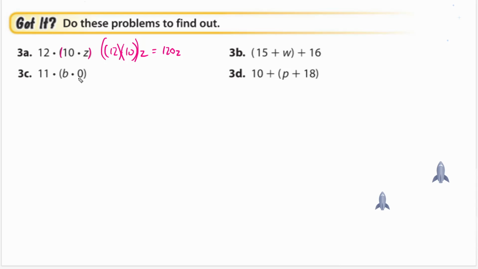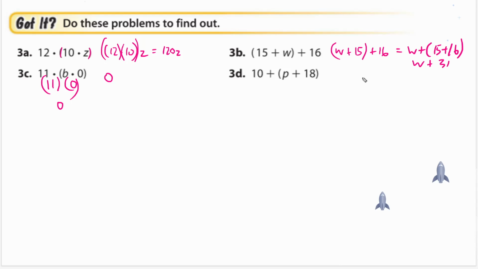Here, b times 0 is 0. 0 times 11 is 0. Here, we can change the order of these two. So that's w plus 15 plus 16. And then we can change the grouping so that it's w plus 15 plus 16. And that's 31 plus w. We cannot do any more operations.